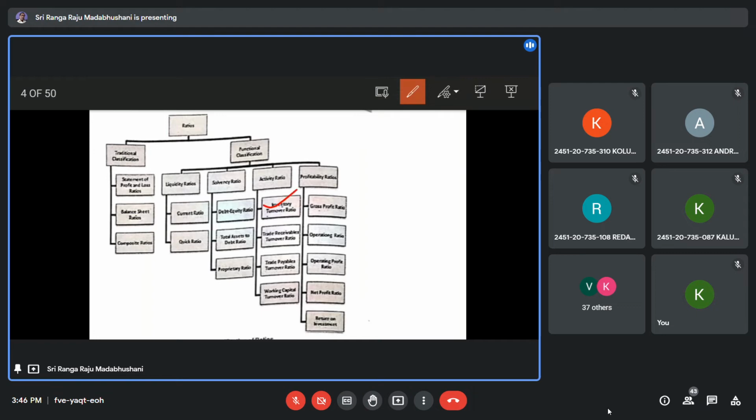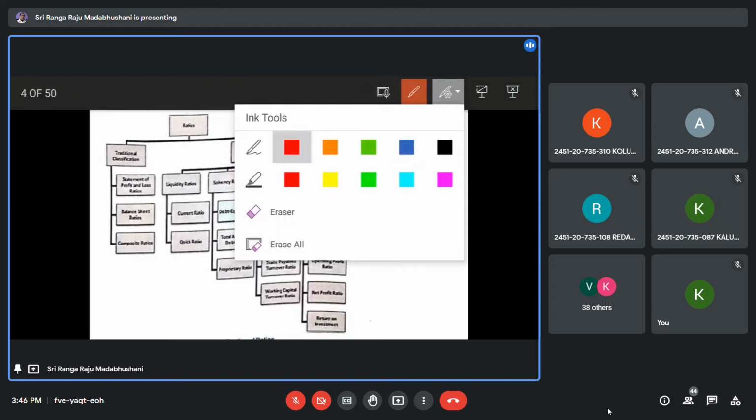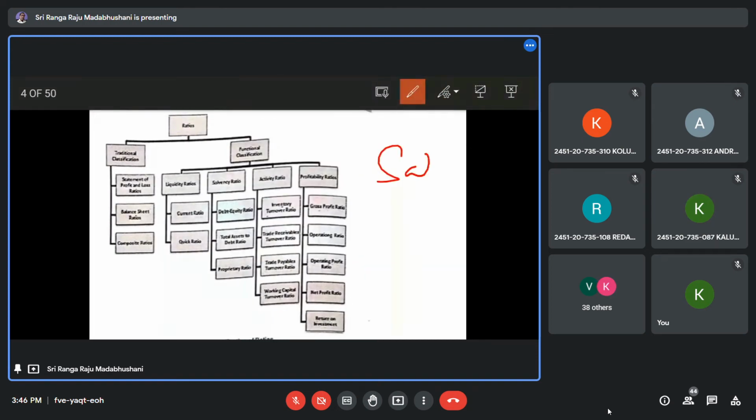Then the trade receivable turnover ratio. We sold goods on credit, so that is sales. We made sales on credit, then he became a debtor and we will receive cash. Again you will sell and he will become a debtor, again you receive cash, and after receiving the cash, again you sell. So this is one cycle. Like this, how many times we sold, that is trade receivable. Receivable means debtors.